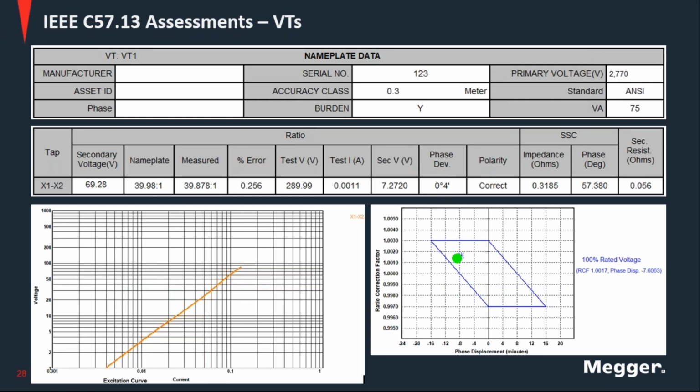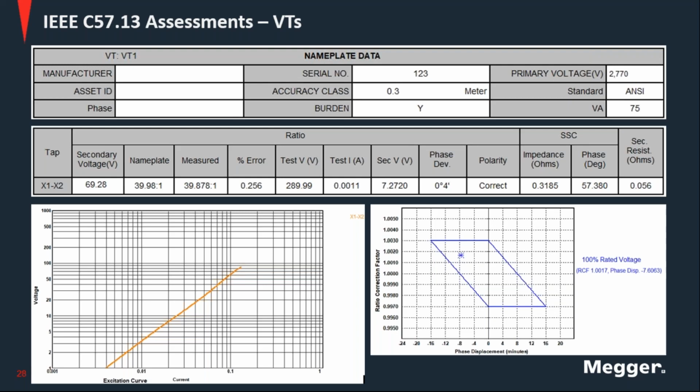Now, because we have a metering VT here, I think I didn't show the parallelogram for the other one. I don't know what happened with that slide, but I'm showing the parallelogram here for this VT, and we are showing where this error and this phase deviation fall. It's well within the parallelogram. It's not exactly in the center, but it's inside the parallelogram, and that's what the assessment is about. If it is there, it means that my instrument transformer is performing properly.